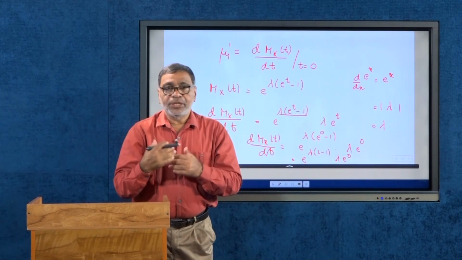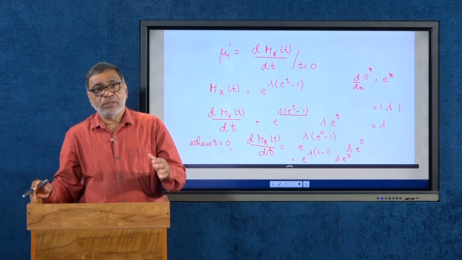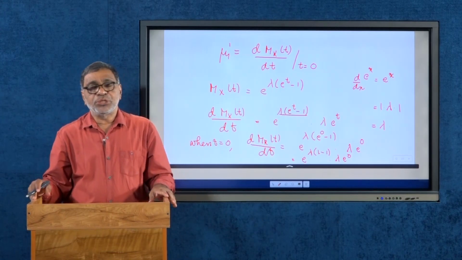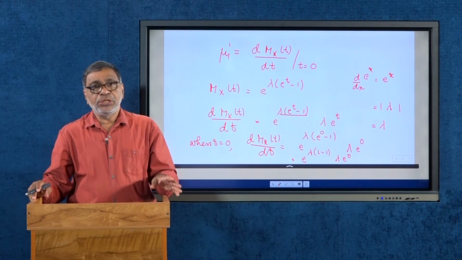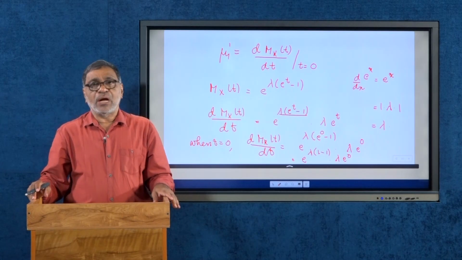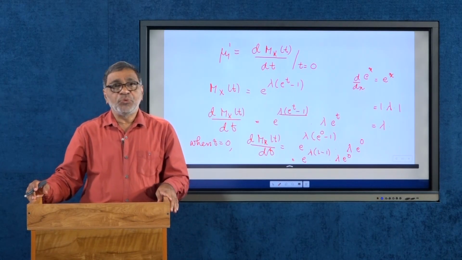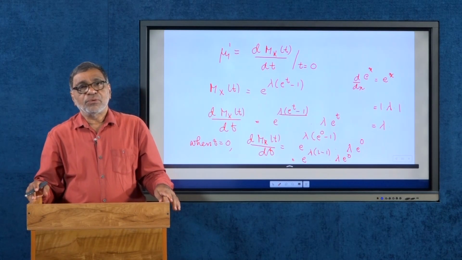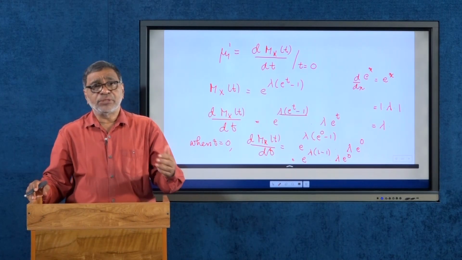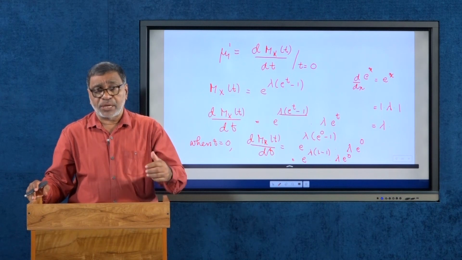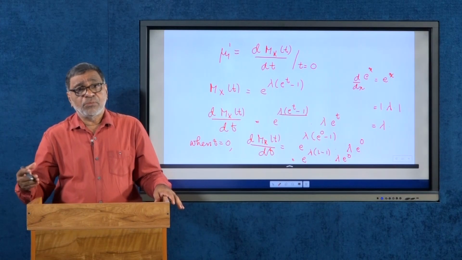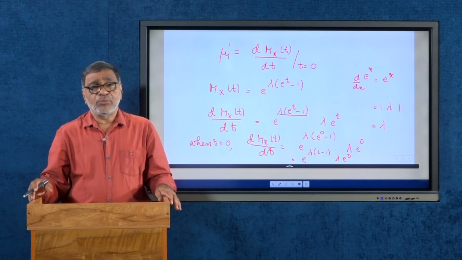So, what we obtained, if we differentiate the moment generating function of the Poisson distribution with respect to t and put t equal to 0, we get the value lambda, that is mu 1 dash is equal to lambda. Already we derived this mu 1 dash using the usual practice of derivation of mean, variance and other arbitrary moments.